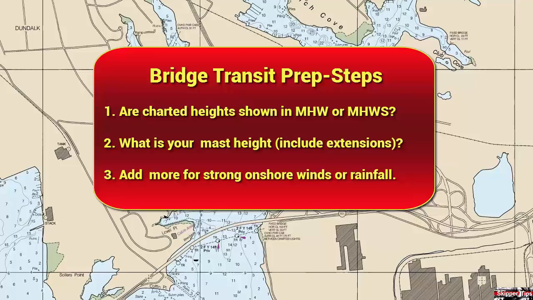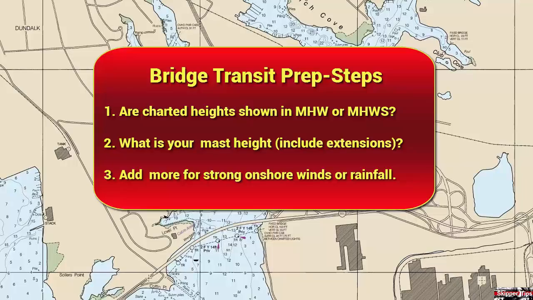You always want to know your mast height, which is measured from the water line to the top of the mast. Anything you have attached to the top of the mast, like an antenna or masthead fly, should be added to the calculation to give total mast height. Add a margin of safety if there have been strong onshore winds or heavy rainfall in the area. This can decrease the amount of vertical clearance beneath the bridge.